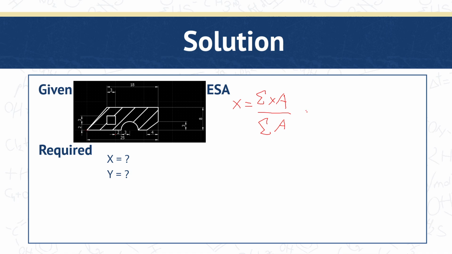This is also applicable for your y-coordinate. The only difference is instead of your x distance from the y-axis, it's now your y distance from your x-axis. So y multiplied by area, all over the summation of area.